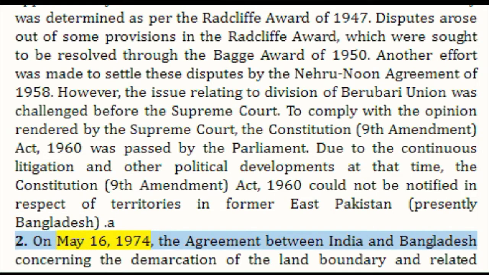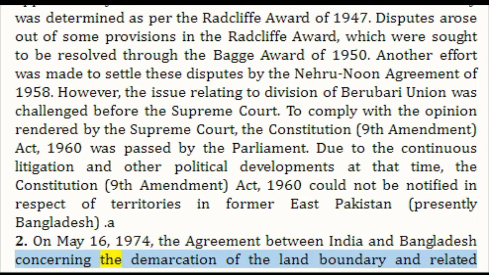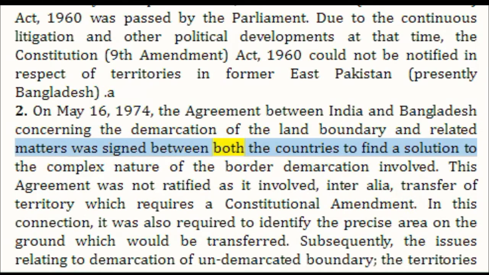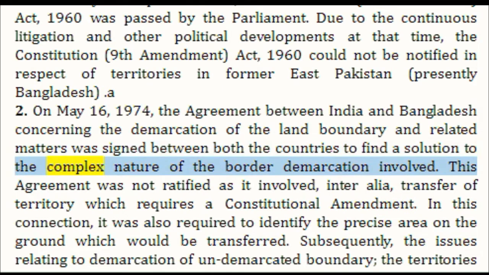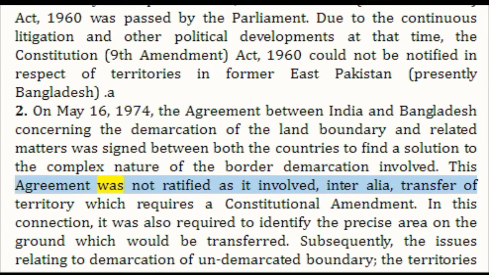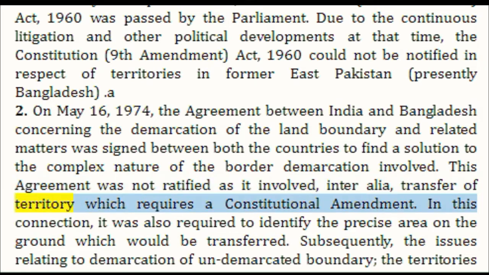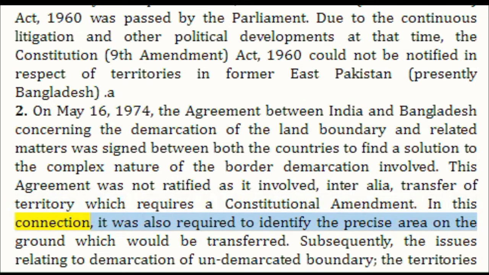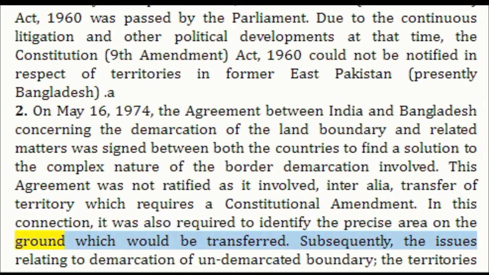2. On 16 May 1974, the agreement between India and Bangladesh concerning the demarcation of the land boundary and related matters was signed between both the countries to find a solution to the complex nature of the border demarcation involved. This agreement was not ratified as it involved, inter alia, transfer of territory which requires a constitutional amendment. In this connection, it was also required to identify the precise area on the ground which would be transferred.